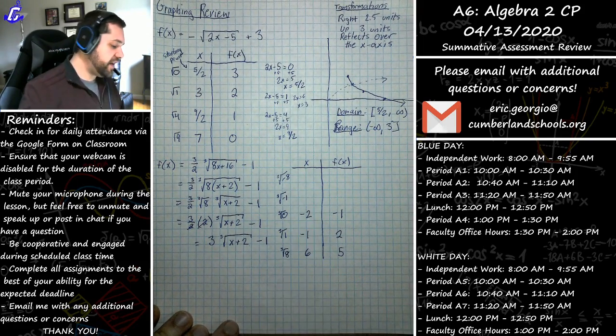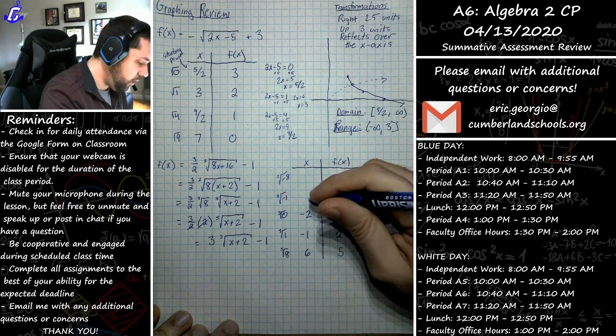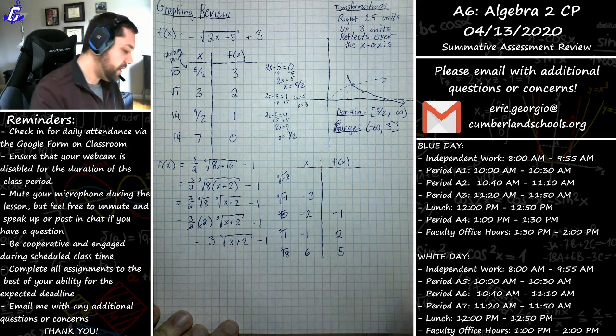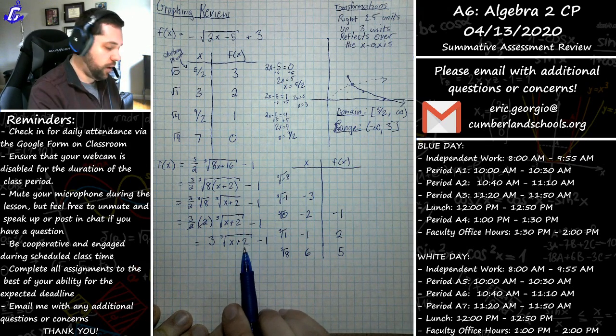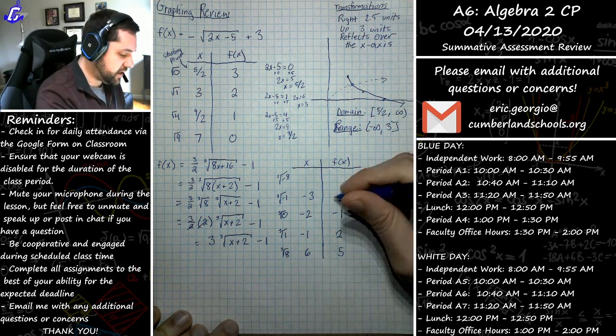Okay. Trending in the negative direction now, what value can I plug in to get negative 1? That's going to be negative 3, because negative 3 plus 2 is negative 1. The cube root of negative 1 is negative 1. Times 3 is negative 3. Minus 1 is negative 4.